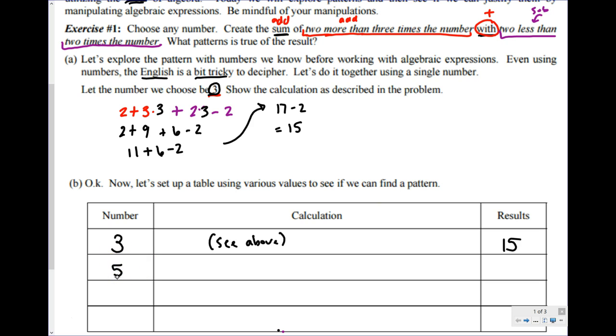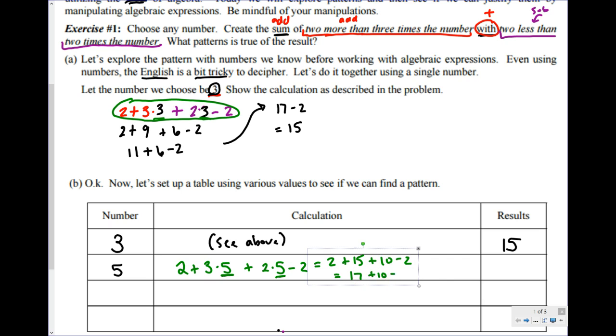Let's do the exact same thing we did up here. So this exact same process right here, and now let's try it with the number 5. Okay, so I'm going to have 2 plus 3 times 5 now, plus 2 times 5 minus 2. So I'm just plugging in that 5 where I had the 3 originally to do the same calculation. Okay, so this is going to give me 2 plus 15 plus 10 minus 2. So I've got 17 plus 10 minus 2. That gives me 27 minus 2, which equals 25. So I get a result of 25.